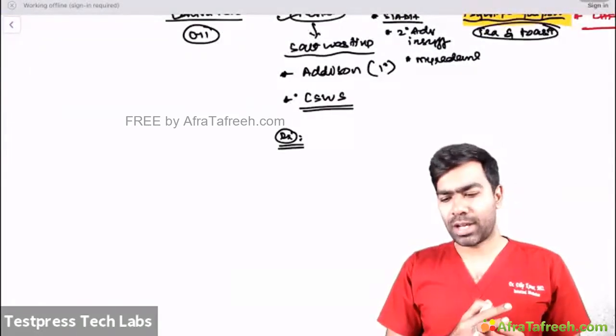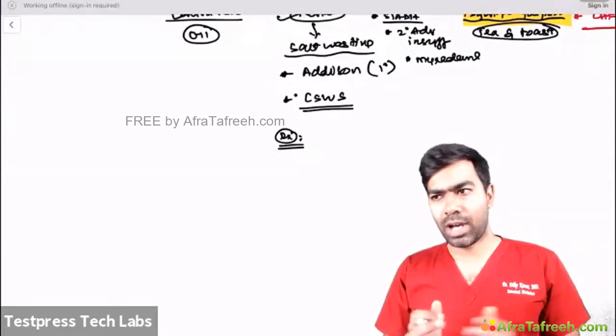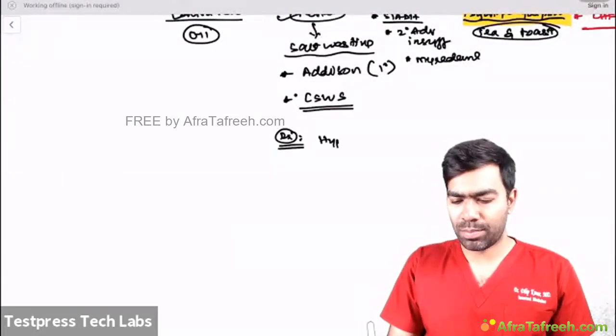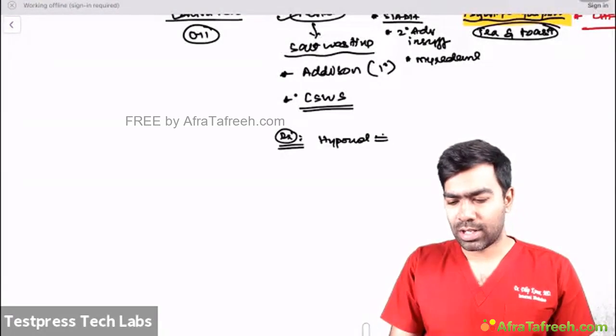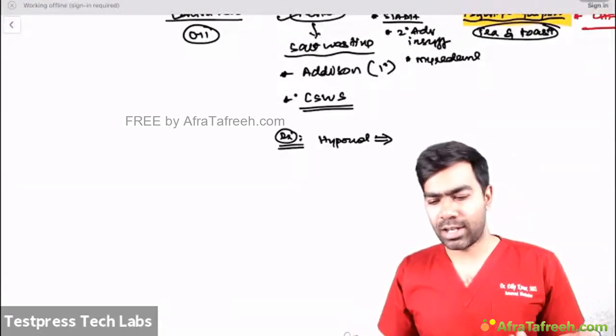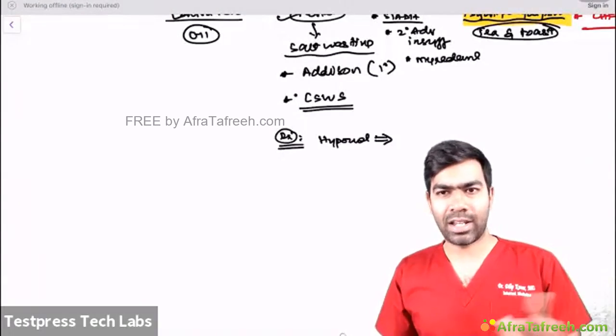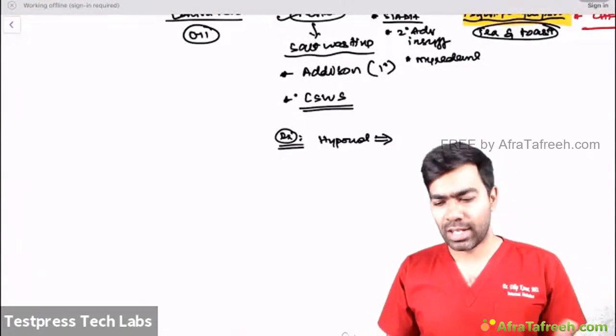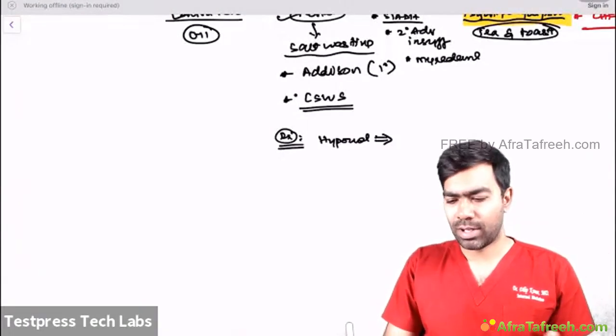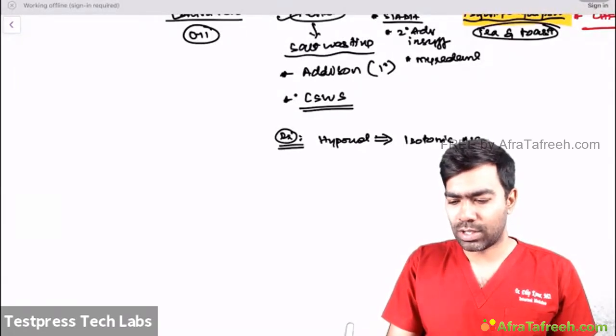Treatment of hyponatremia again depends on whether the patient is hypovolemic, hypervolemic, or euvolemic. If the patient is hypovolemic in nature, having a high BUN creatinine ratio, skin is visibly dry, mucous membranes are visibly dry, in the setting of hypovolemic hyponatremia, I'll be giving isotonic normal saline. This is the best solution that you can do. That is 0.9% NS.